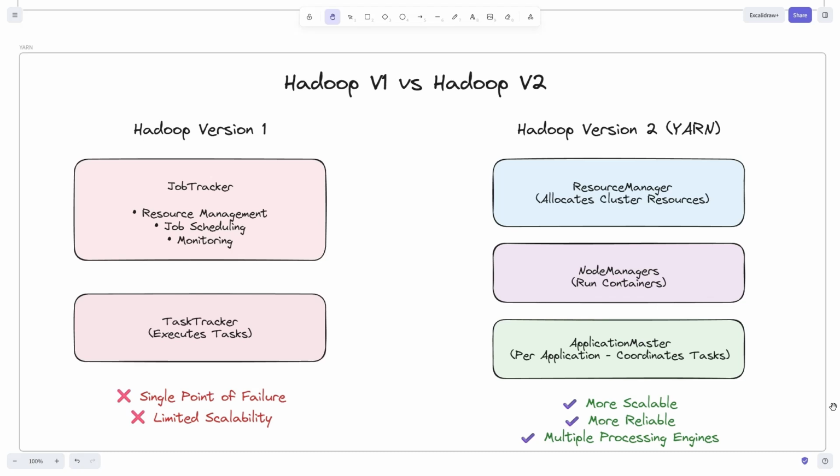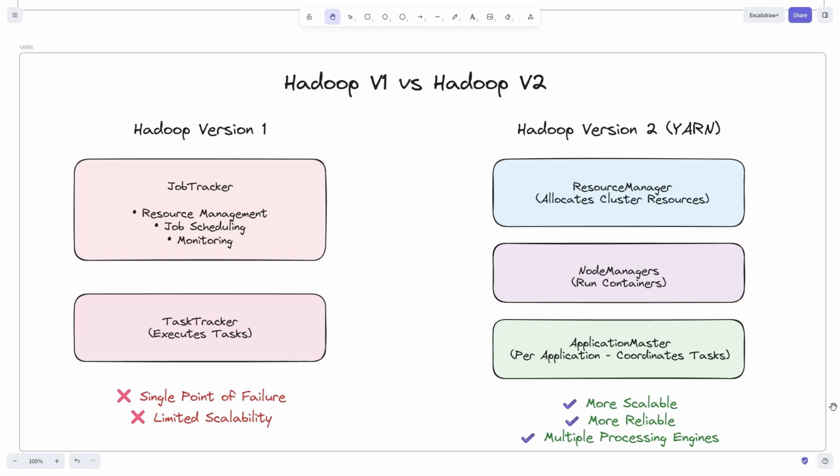In Hadoop version 1, job execution was managed by two components. The job tracker acted as the master. It was responsible for job scheduling, resource management, and monitoring. Task tracker. The task tracker ran on worker nodes. It executed tasks assigned by the job tracker. Each task tracker had a fixed number of slots for running tasks.